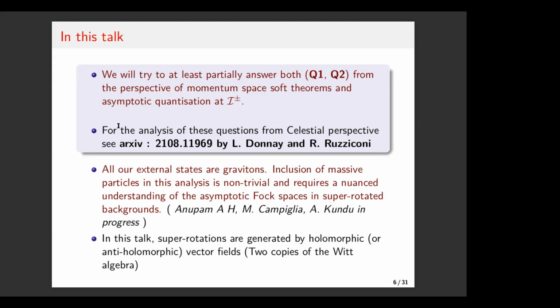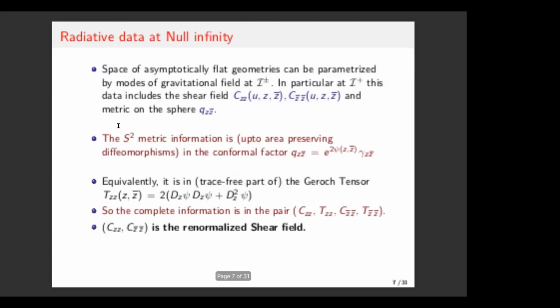If you want to include massive particles in this analysis, it actually turns out to be quite non-trivial and requires a much more refined understanding of asymptotic Fock spaces for massive particles in super rotated backgrounds. So this is some work in progress by Miguel and his collaborators. And in this talk, we will focus on only holomorphic or anti-holomorphic super rotations, which were the ones discovered by Barnich and Troessaert, and not the smooth diffeomorphisms.